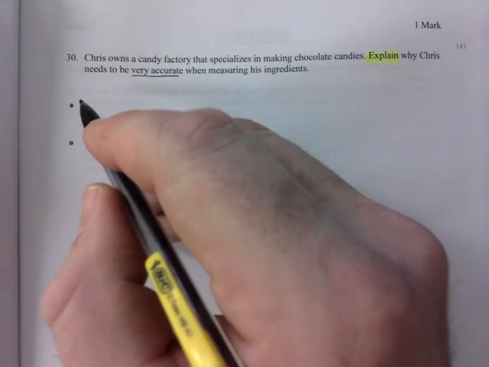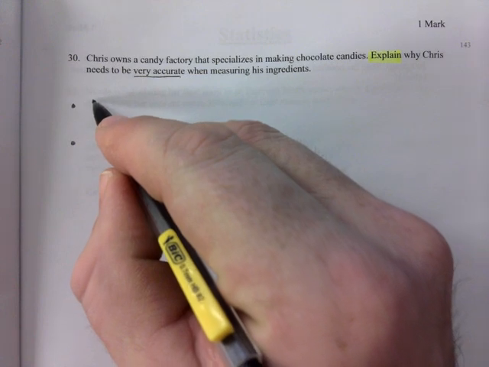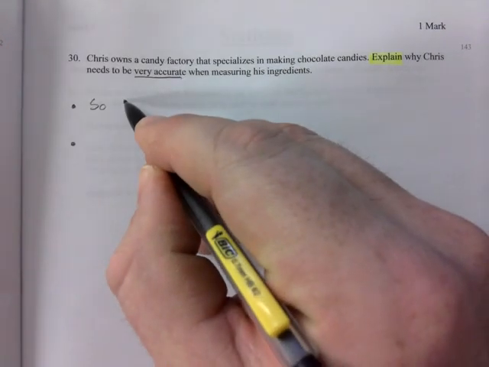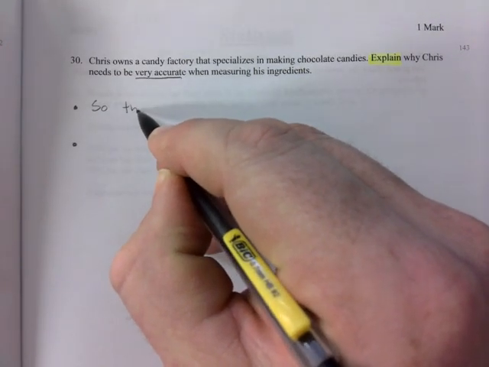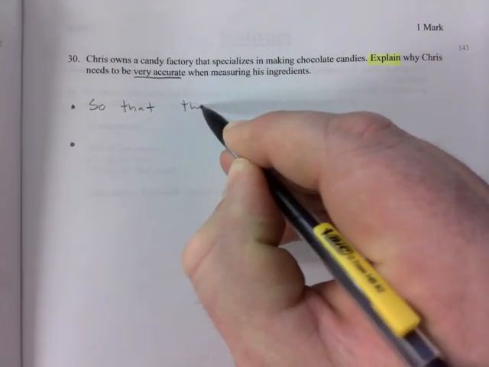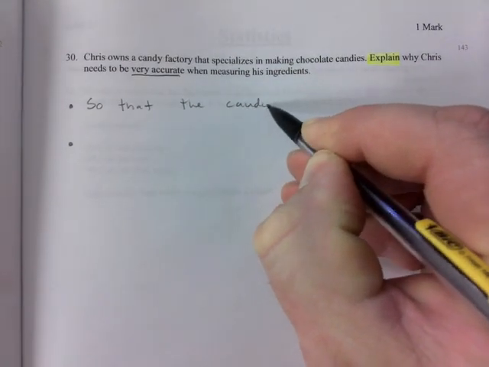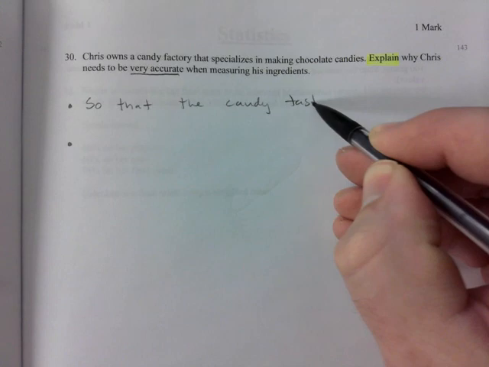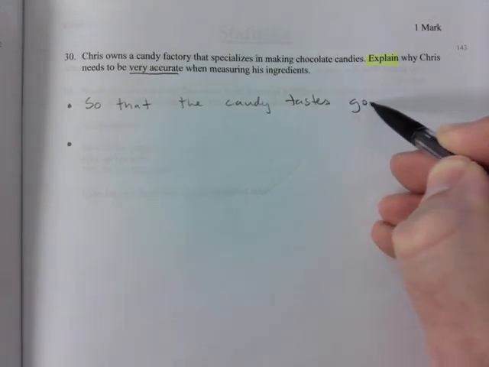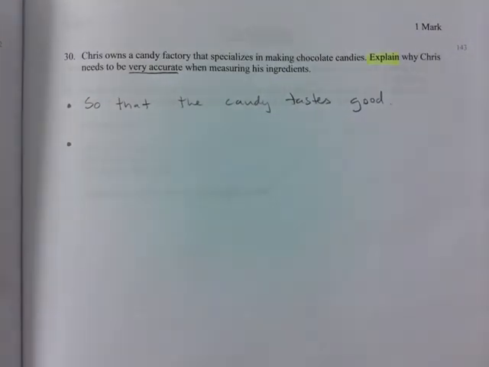You can say so that the candy tastes good. Wouldn't you say? Like if you're not accurate with your sugar, if it's not enough, if it's too low, it's not going to have a good sweet taste, which is what customers usually want.